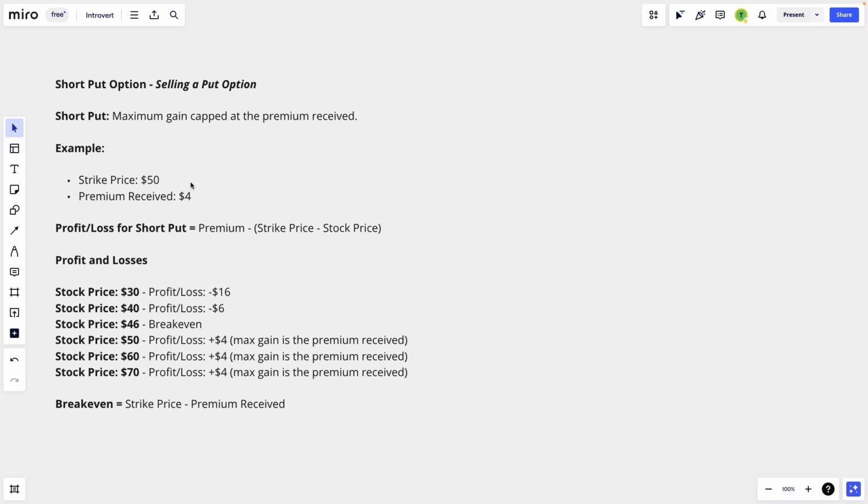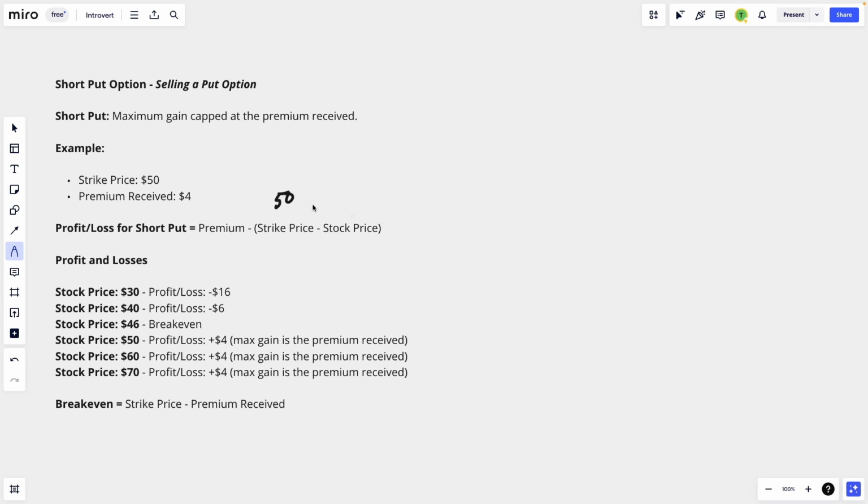So again, if we think about this, we want the stock price to basically stay the same or go up. And that way the option is going to expire worthless and we're just going to keep the premium. So when we chart this out, we can see that when the chart is there. So the profit and loss for selling or shorting a put is you're going to get your premium minus the difference between the strike price and the stock price. So the strike price here is $50. Right? So that's our strike price is 50.